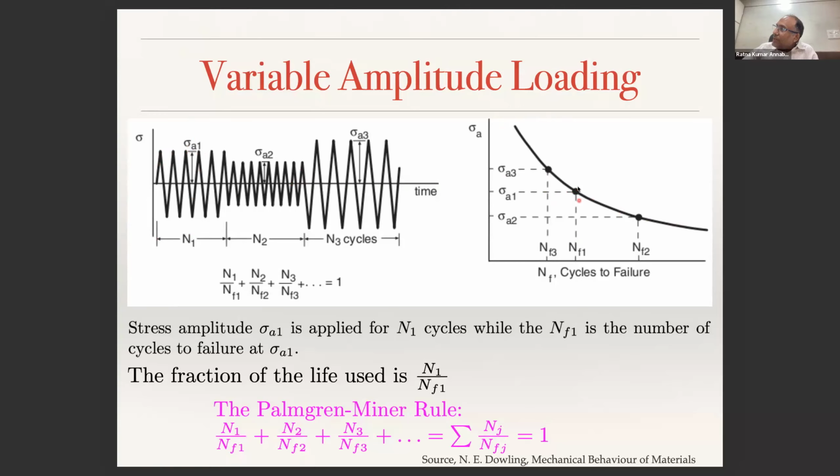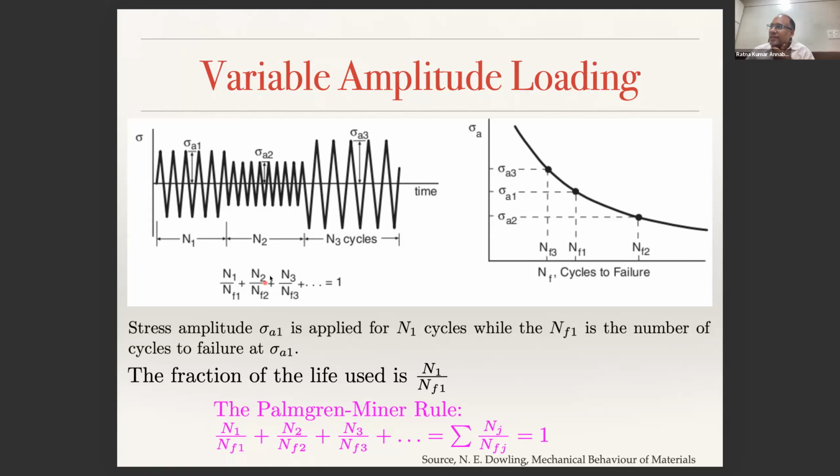But you are not operating up to NF1 cycles, you are only operating up to N1 cycles, where N1 is less than NF1. In all these cases, each fraction should be less than 1. Understood, Professor. If you are only operating for N1 cycles, that means you have only consumed a fraction of the life that the component can give.